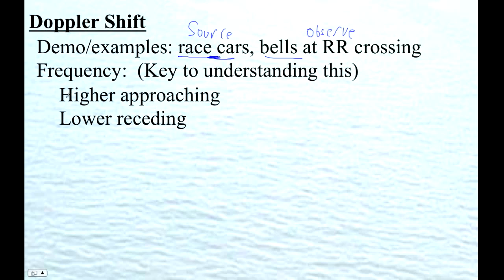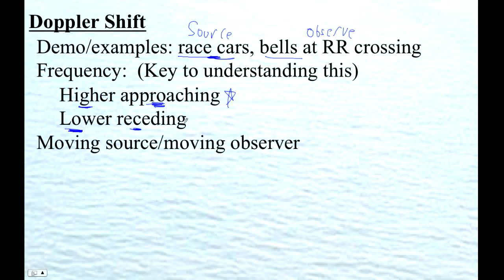And this is the key to understanding this: if you're approaching the source, or if the source is approaching you, if they're getting closer together, then you have a higher pitch. The race car has a higher frequency. And if you're receding, if either the source is receding from you or you're receding from the source, either one of these things would yield a lower frequency. The frequency is going to shift to a lower frequency. And of course, you can either be a moving source or a moving observer.